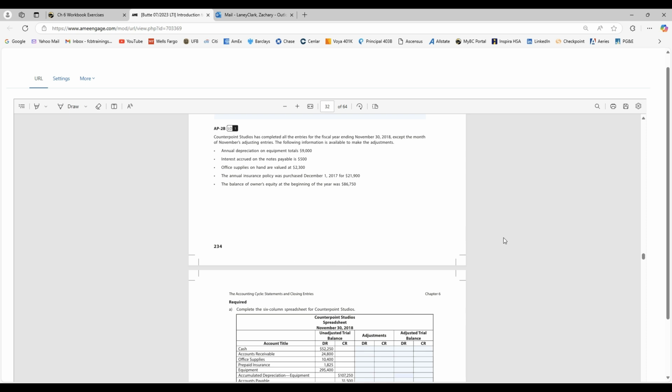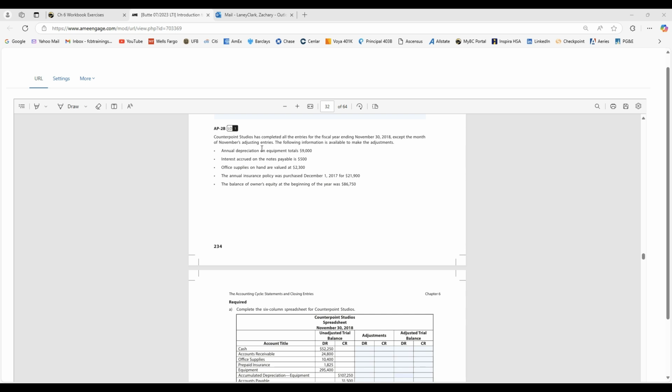Hey everyone, in this video we're going to take a quick look at AP2B. I'm not going to go through a detailed walkthrough of this entire problem necessarily, as I think it has a lot of components that we've already discussed in detail, and I want to give you guys some practice doing these problems. But we can just look through it real quick, and I'll give you some of the totals that you can check yourself against once you go through and actually input all of the amounts.